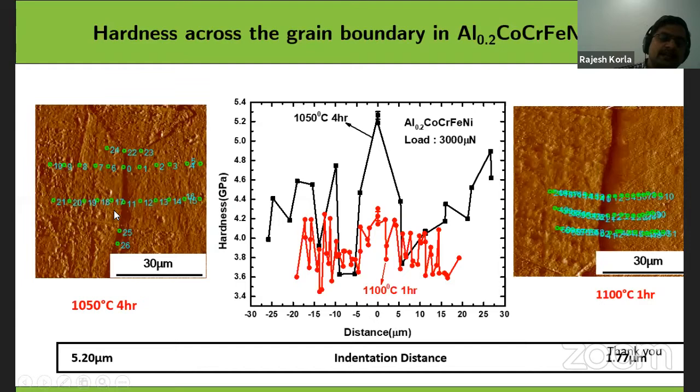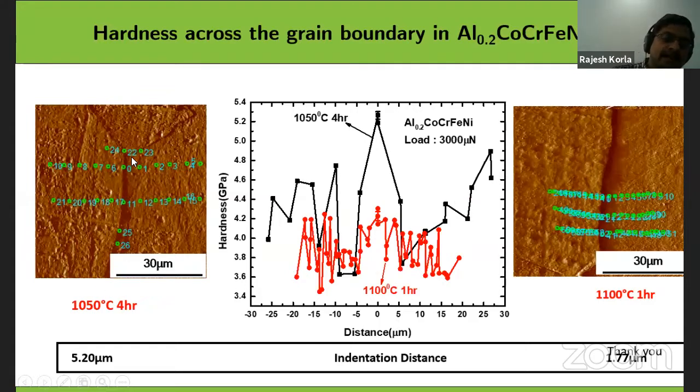So what we did is, initially we take a sample and we choose a particular grain boundary, and we see the hardness across the grain boundary. This is the grain interior, and this is the sample which is annealed at 1050 degrees centigrade for 4 hours. You can see the indent hardness in the grain is around 4.4, and at the grain boundary we did more indentations, and the hardness is around 5.5 or something like that. And again, in the other grain the hardness is down to lower hardness, right?